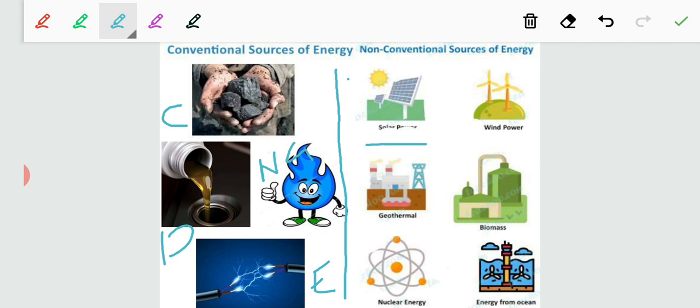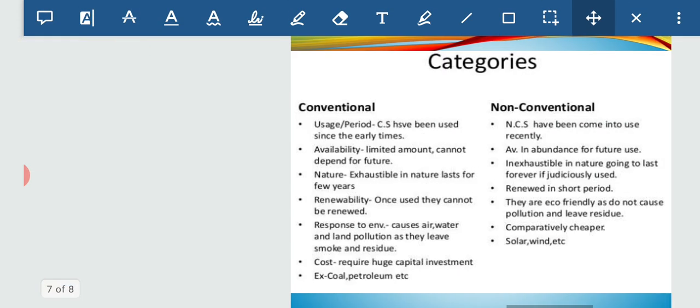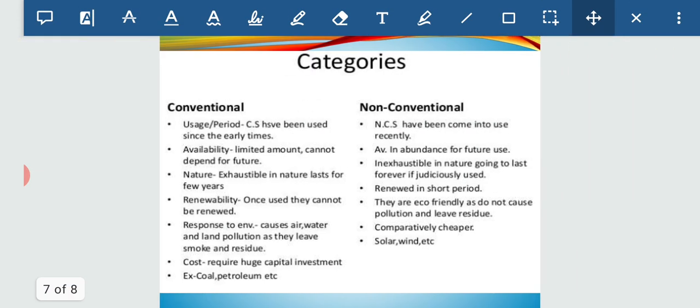Number 1 solar energy, number 2 wind power, number 3 geothermal energy, number 4 biogas, number 5 there is the atomic energy or the nuclear energy, and number 6 is the tidal energy. So, these are the non-conventional sources of energy. Now, just look into the differences between these two types of energy resources.